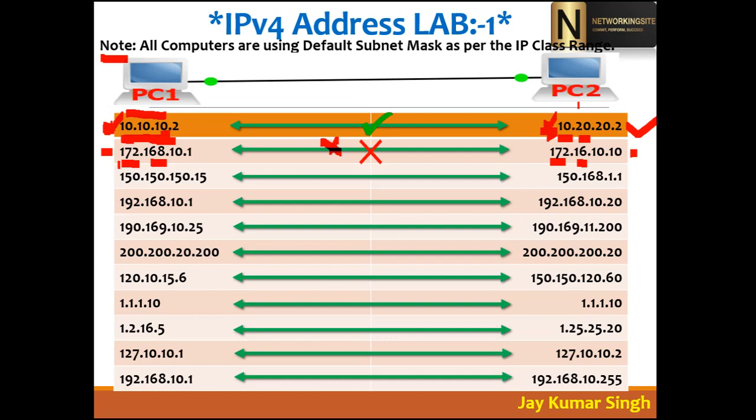Now take the third condition. This IP belongs to which class? Class B. Now tell me, will they communicate or not? No, they won't communicate. Very good. Now come to the fourth option. They will communicate. Yes, very good. Now the fifth one. Yes, they will communicate. This IP belongs to which class? Class B. Very good.